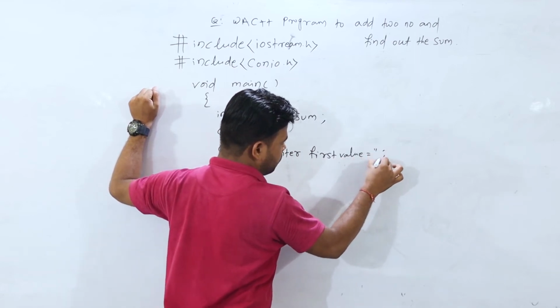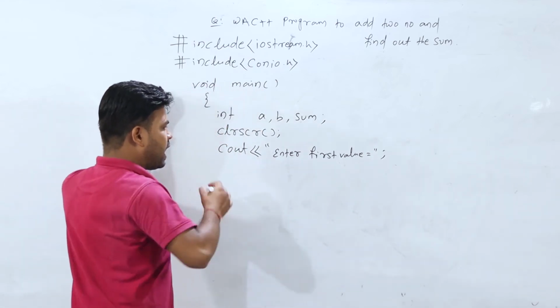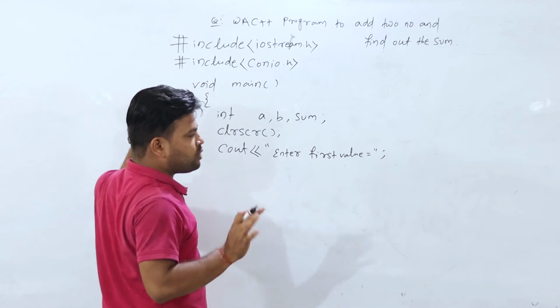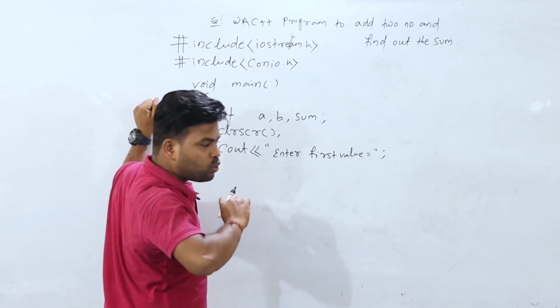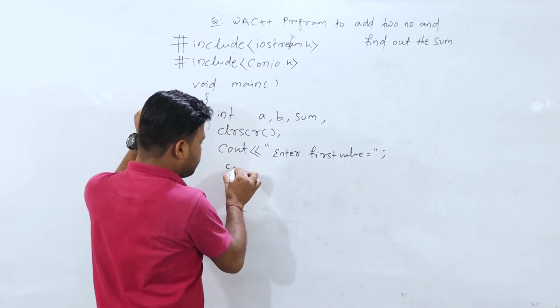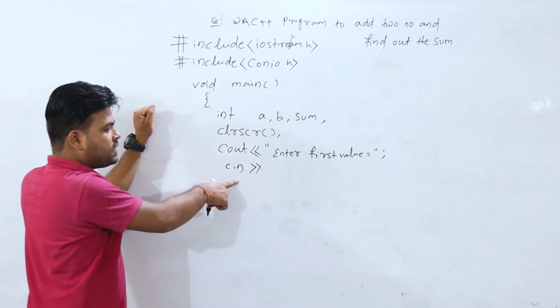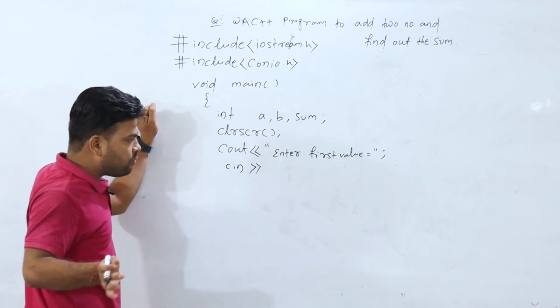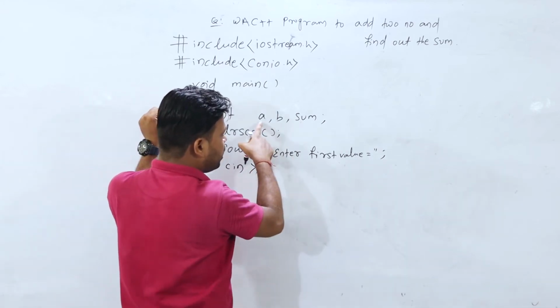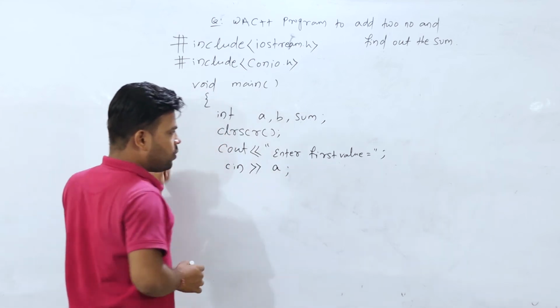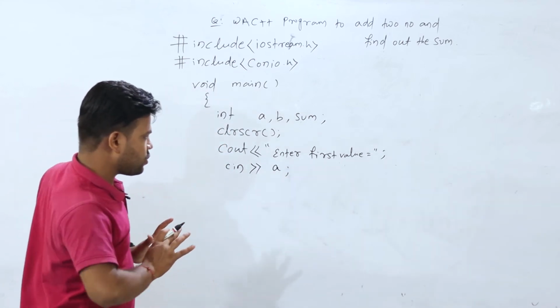Enter first value. Then the message will be displayed at the output window. Then you have to insert the value by using the function cin. The cin function is used to insert a value from the keyboard. So which variable will store that value? A. Okay, the first value is already inserted.